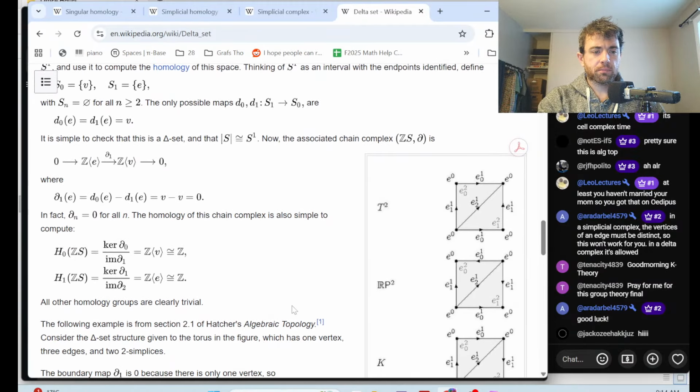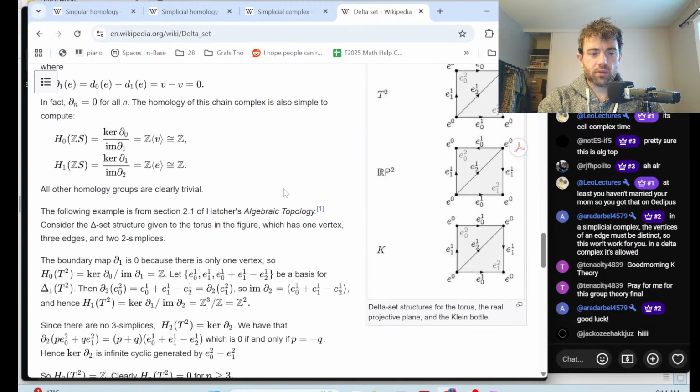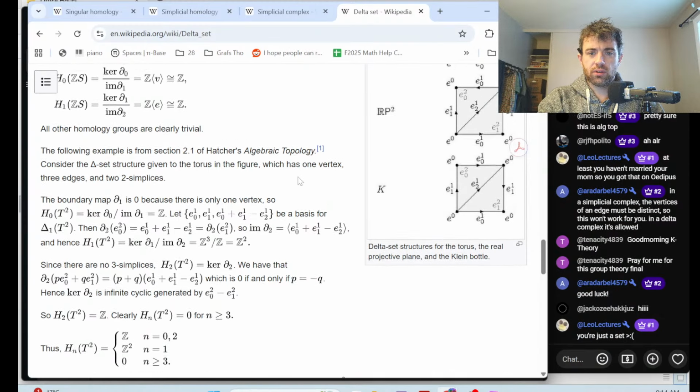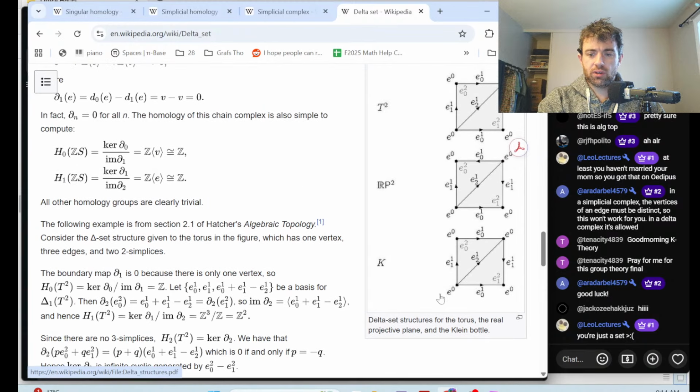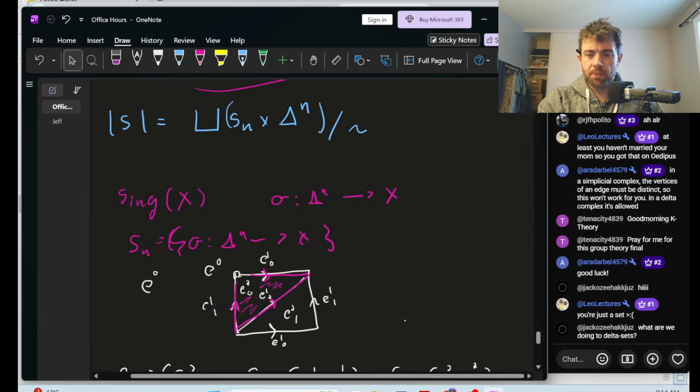Where are there formal sums? The only possible maps here. Right. So then what do I want for my maps in this case?